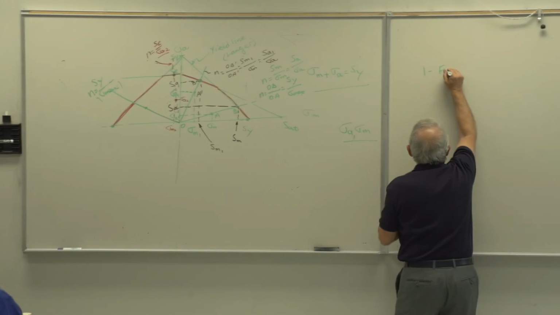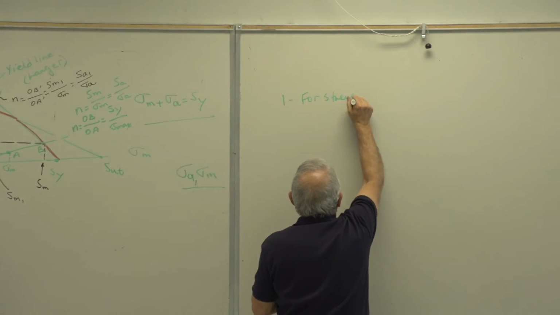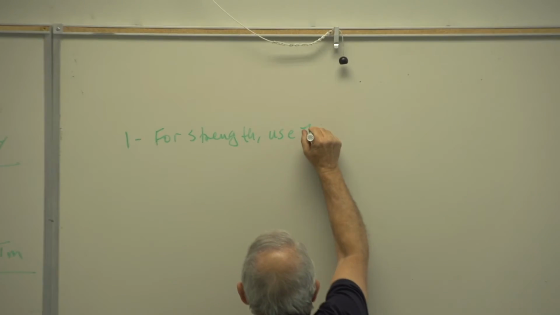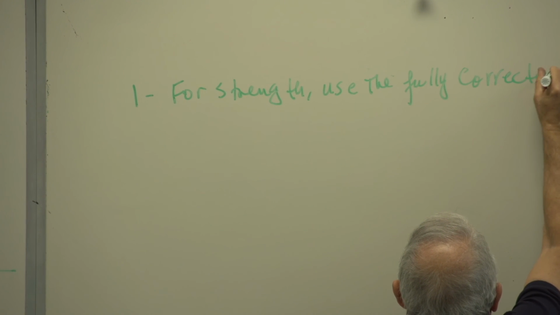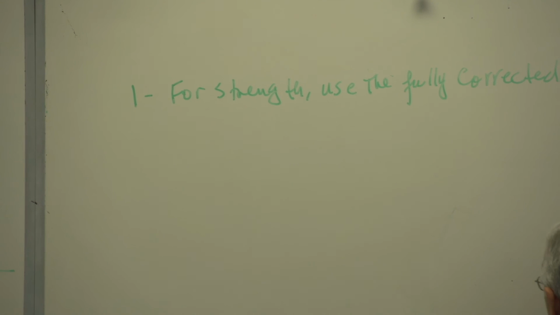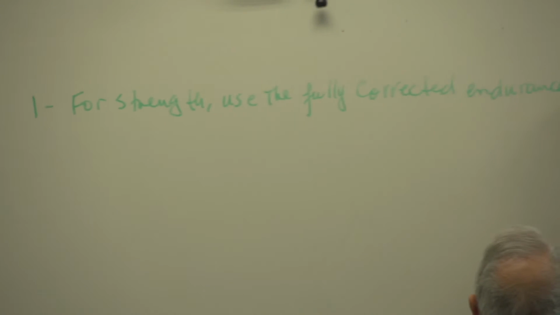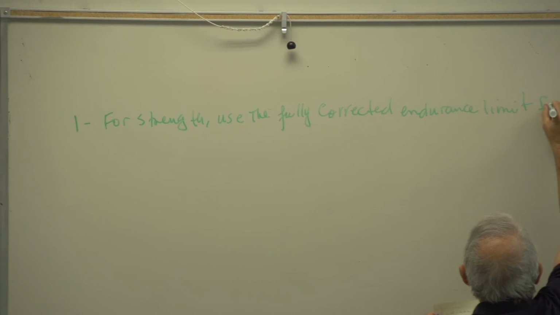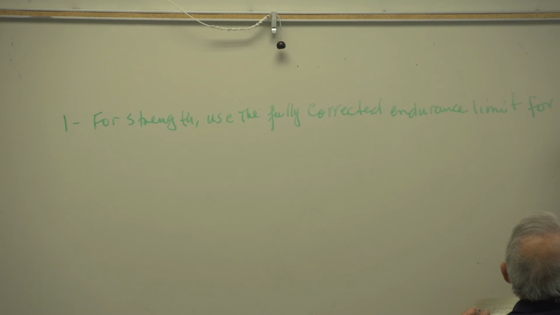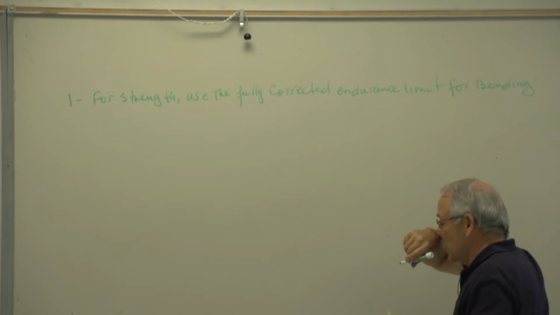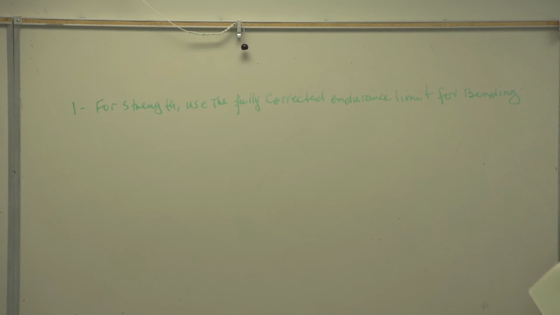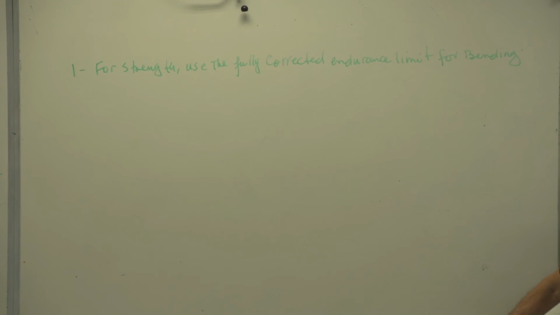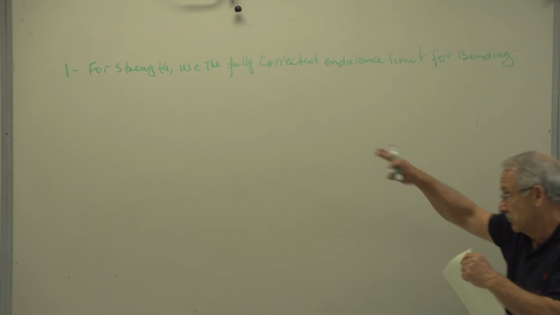One, for strength, use the fully corrected endurance limit for bending. In other words, regardless of the type of loads that you have, calculate that as though this was pure bending. No torsion, no axial load or anything like that. We take care of that in subsequent steps.